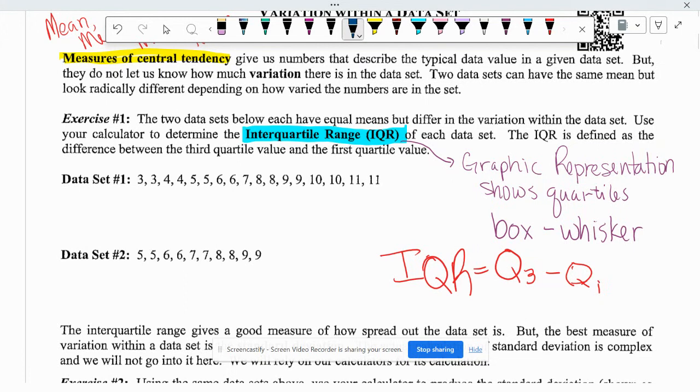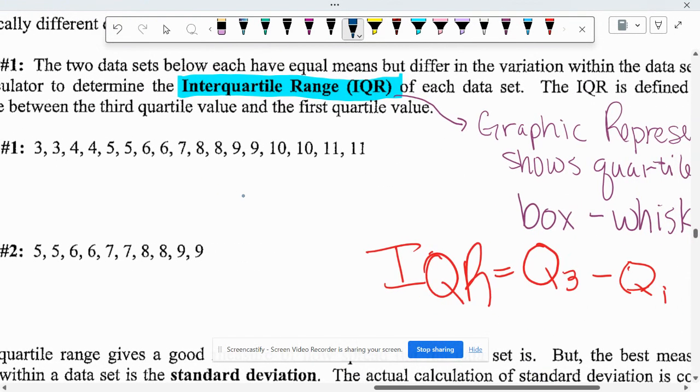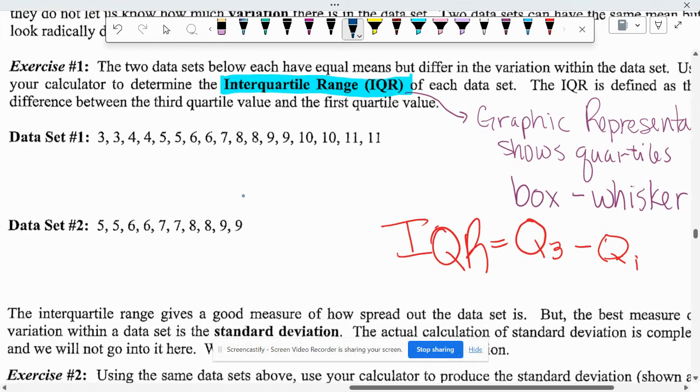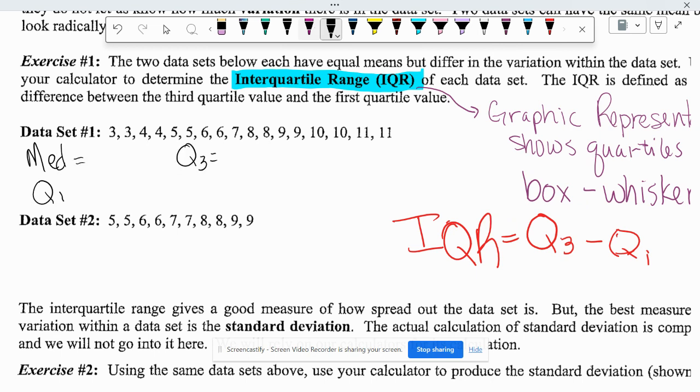I'm not going to use Desmos because we know how to look at the data set and find Q3 and Q1. But if you forget how to find Q3 and Q1, you can always use Desmos and make a box plot. So that's why I want you to know that. We're just going to do it the old way. We're going to find the median, then Q1 and Q3, and then we'll find the IQR.